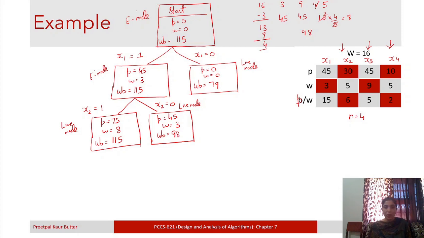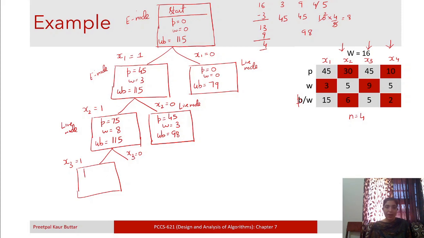Now out of these 3 live nodes, which will become our E node? E node will be the node with the maximum upper bound. So this node will be explored further. Now this level will deal with x3. x3 can be 1, x3 can be 0. So let us see what happens when x3 is 1. Now it means we are picking x3.